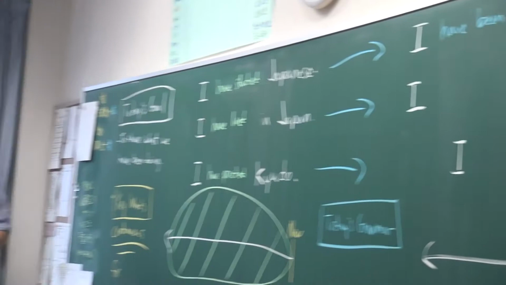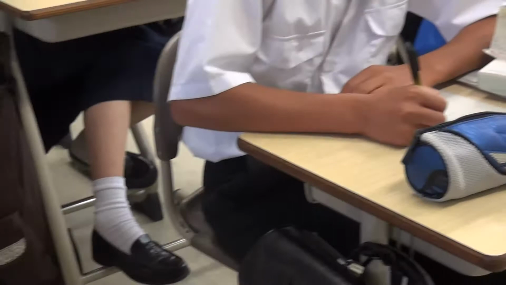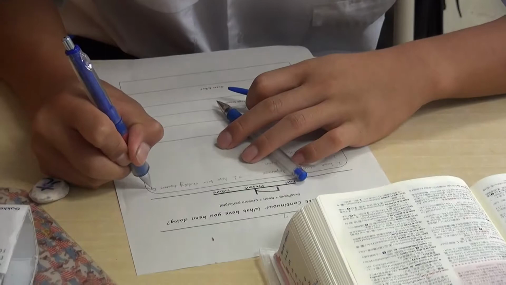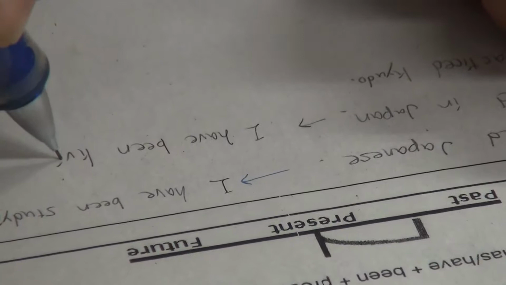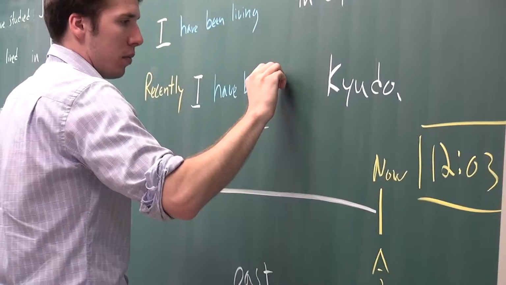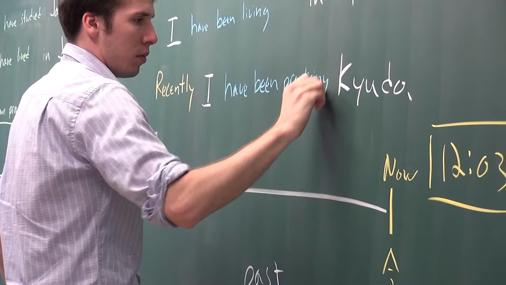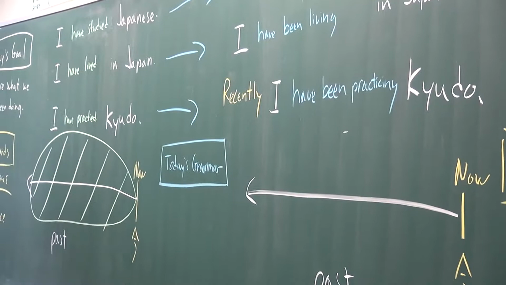All right, our next sentence, I have lived in Japan, would change to, I have been living in Japan since 2011. And our life. So recently I have been practicing Kyudo. Okay? So recently I have been practicing Kyudo. It's a little bit different.